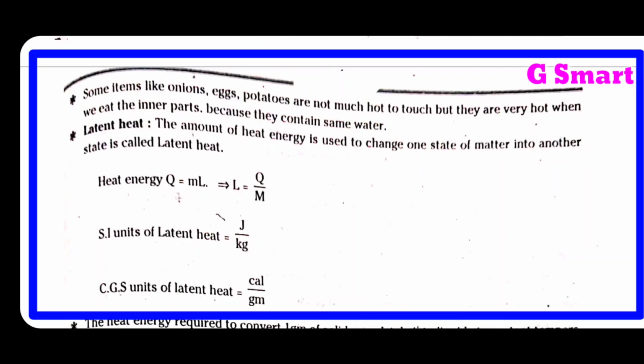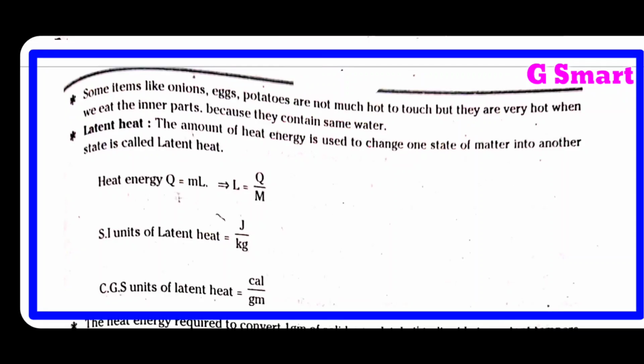The amount of heat energy used to change one state of matter into another state is called latent heat. Once again I am repeating. Latent heat means the amount of heat energy used to change one state of matter into another state. It means from solid to liquid, or liquid to gas, or gas to liquid, or freezing means liquid to solid.